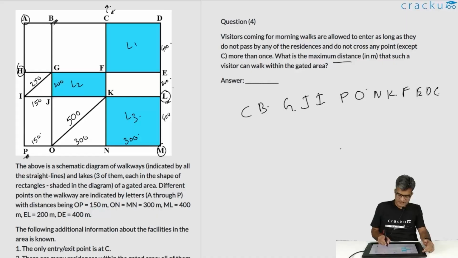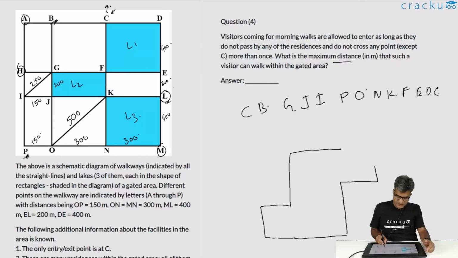So essentially the route we'll use is C to B, B to G, G to J, J to I to P, P to O, O to N, N to K, and K to F, F to E, D and C. This is the total that we will travel. Now this is C. What is CB? CB is 300. This is 300. So this is 600. This is D. DE is 400 here. And EF is 300 here.